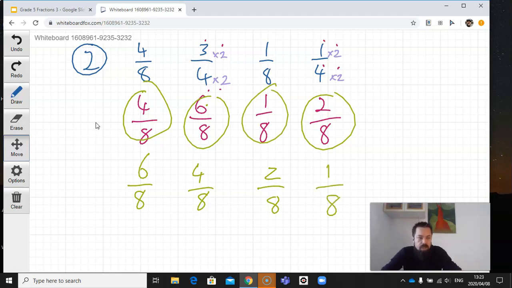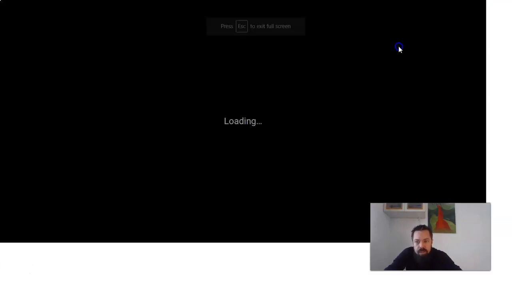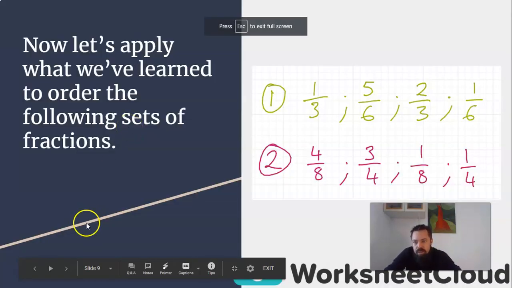Right, so that's what we've done, using equivalent fractions to figure out what all of them are so that we can put them into order. And that's what you're going to be doing in your homework today. Right, that almost brings us to the end of the lesson. In fact, it does bring us to the end of the lesson.